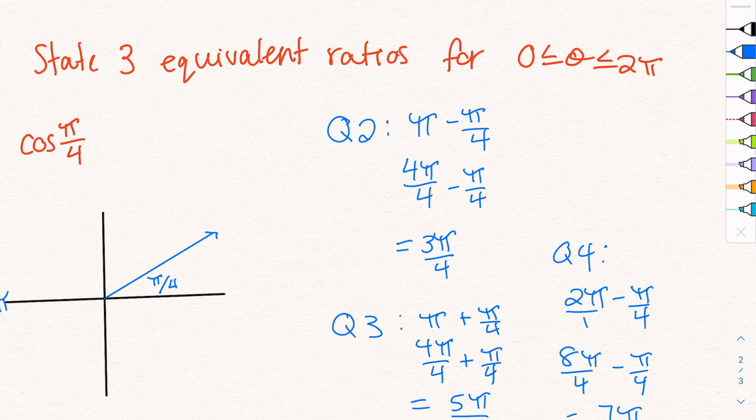So this lesson here is going to help us with the next few lessons when we're looking at using equivalent ratios. It's going to help us with compound angle formulas, with double angle formulas that we'll be looking at, as well as when we're using the trig identities.